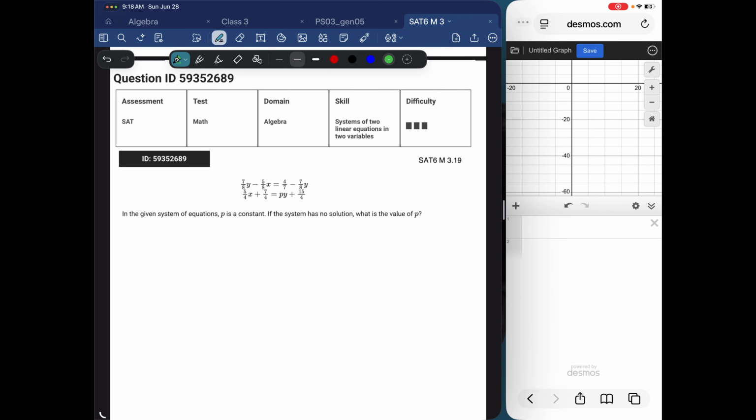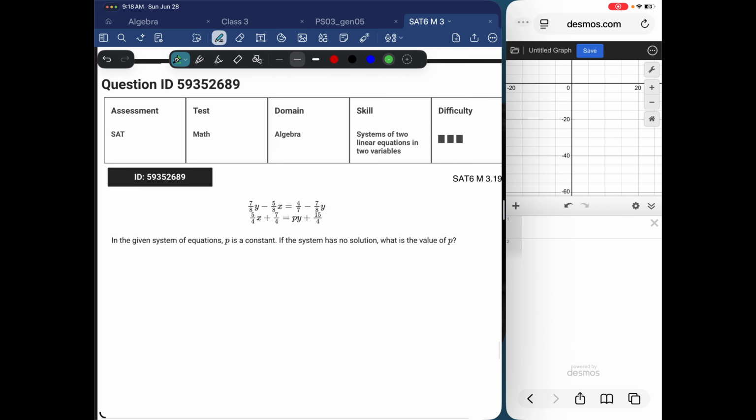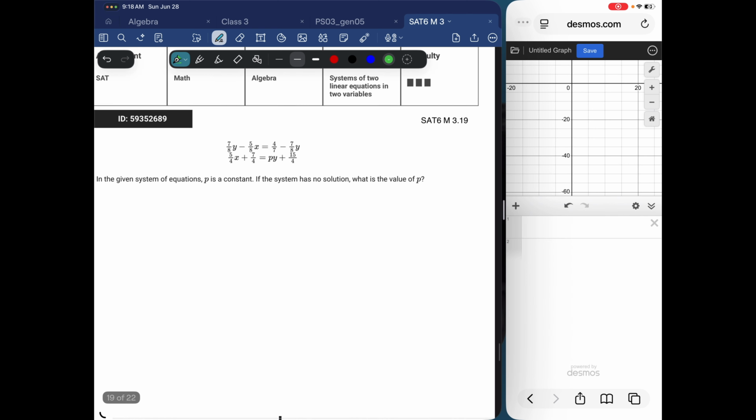Question 19, we're given a system of equations and it tells us p is a constant. It says if the system has no solution, what is the value of p? Okay, I'll produce some notes for this question.